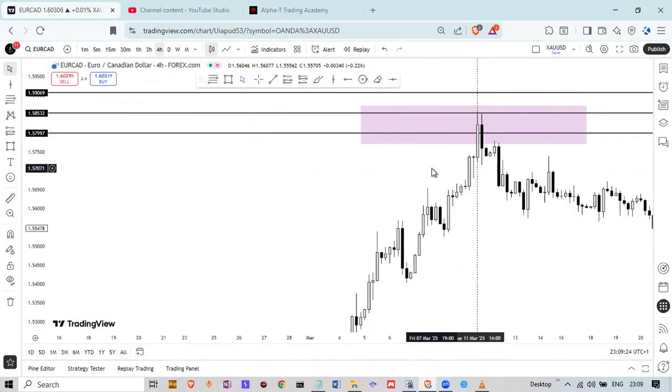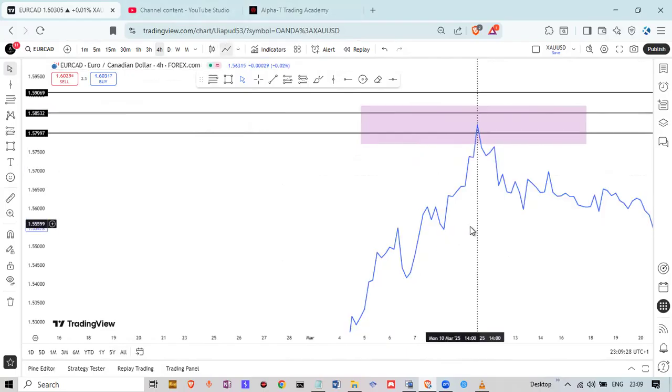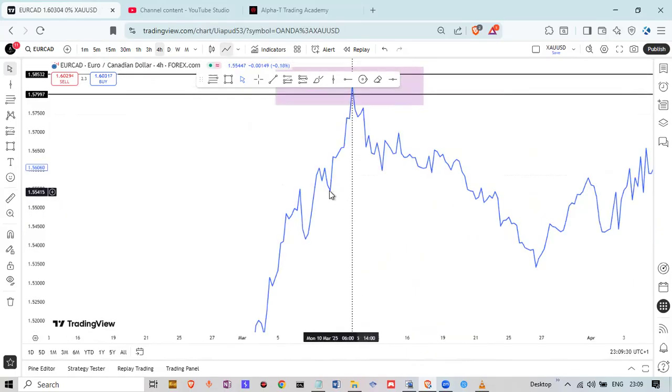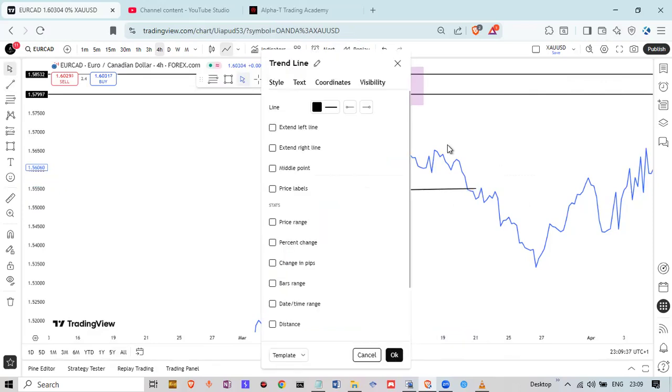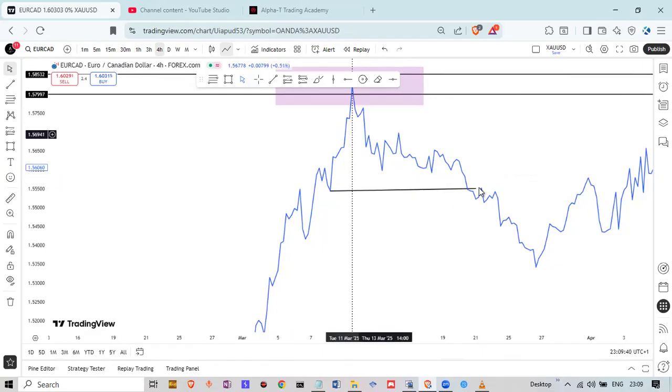Now, let me show what I mean. On your line chart, you can see that this is a level here. This level got broken by these candles over here. Now, that's a very, very long time. Looking at this, seeing that this is a 4 hour time frame, that's a very long period of time to wait to get a break.